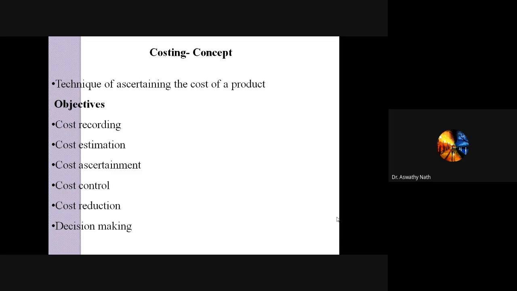But under cost ascertainment, we are ascertaining the cost based on the actual data, which means after producing a particular product, or after rendering the service, we are ascertaining the actual cost. Okay, then next one is cost control.